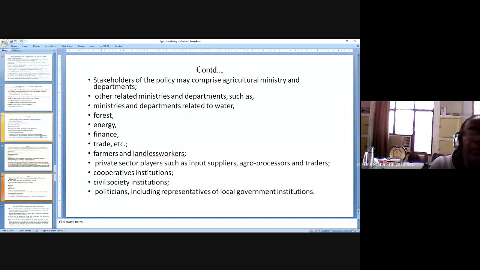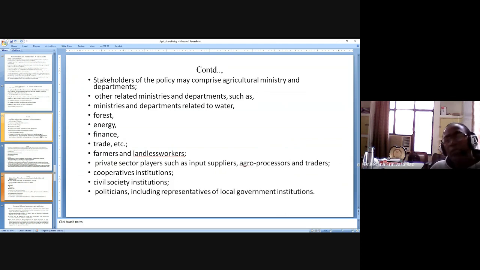Stakeholders of the policy may comprise the agriculture ministry and departments, other related ministries and departments such as those related to water, forest, energy, finance, trade, farmers and landless workers, private sector players such as input suppliers, agro processors and traders, cooperatives, institutions, civil society institutions, politicians, including representatives of local government institutions.